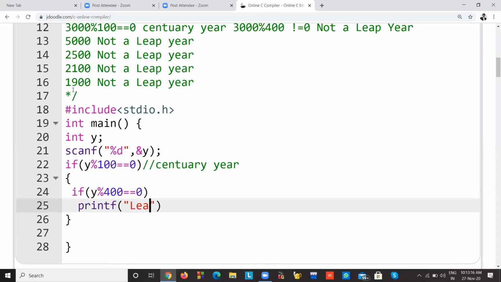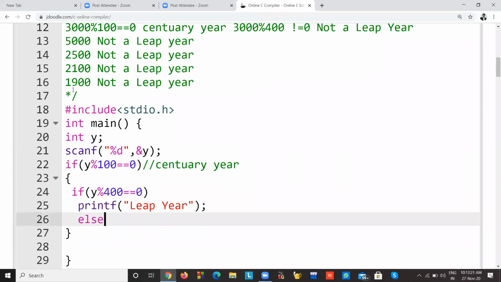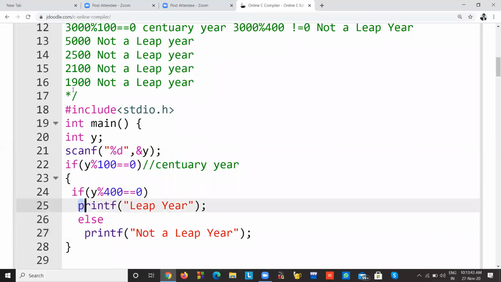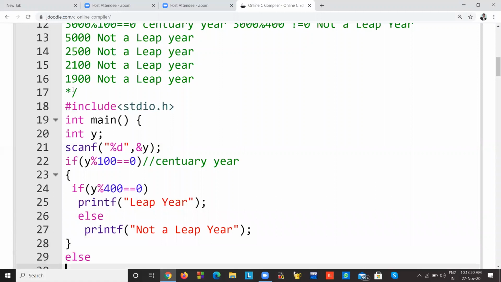Printf leap year. If it is a century year but not divisible by 400, then printf it is not a leap year. I'll copy this. So this is the case of a century year. What is the meaning of else here?